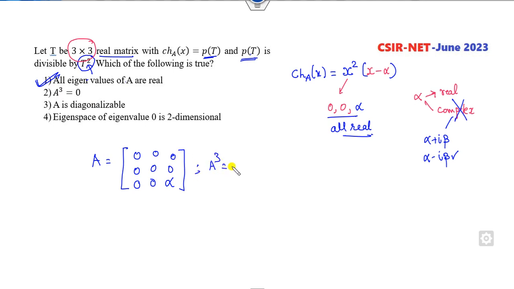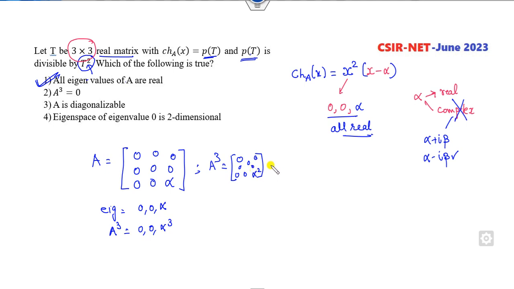You can see easily. What is the eigenvalue of A? The eigenvalues of A are 0, 0, alpha. The eigenvalues of A cube are 0, 0, alpha cube. So what is A cube? Clearly, all the values are 0, but this one is non-zero.